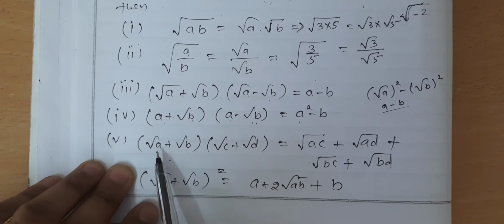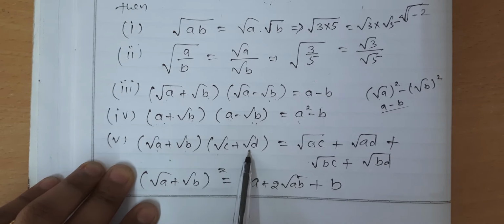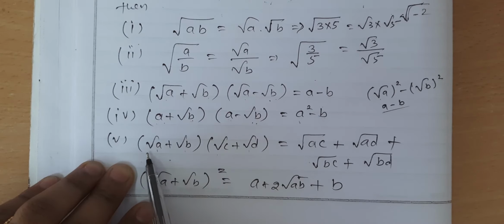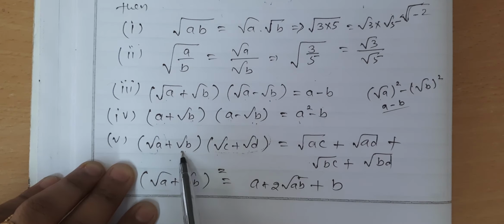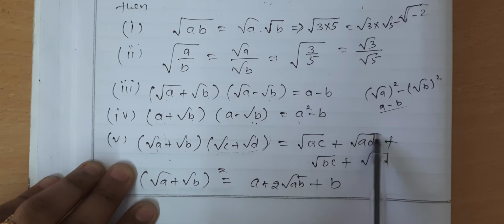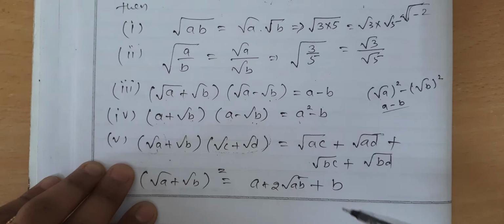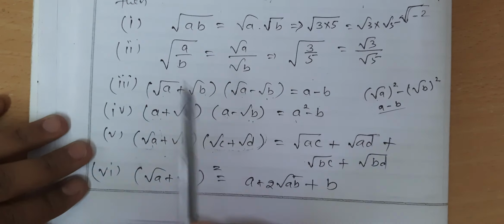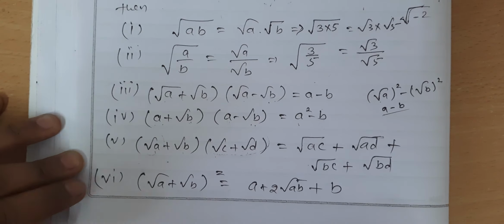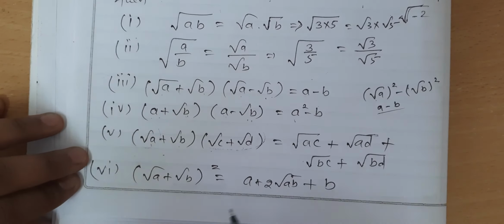The next is root a plus root b multiplied by root c plus root d. You had done this in class 8. First we will multiply root a with the bracket, and plus root b with the bracket. So this will be the result. We will take an example based on each identity. Don't worry, because it's very difficult to understand from the identities, but from the example you will understand better.